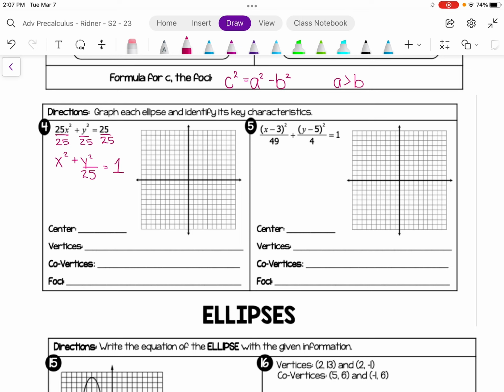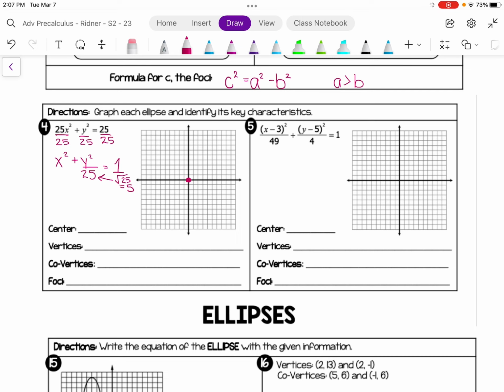Okay. As far as graphing goes, this is as much as we need. If it does not have anything with the x squared or the y squared up top, then my center is at the origin. It's just plus 0 plus 0. Okay. Y has the bigger number. And to figure out the distance from the center, I just take the square root of that. So the square root of 25 is 5.